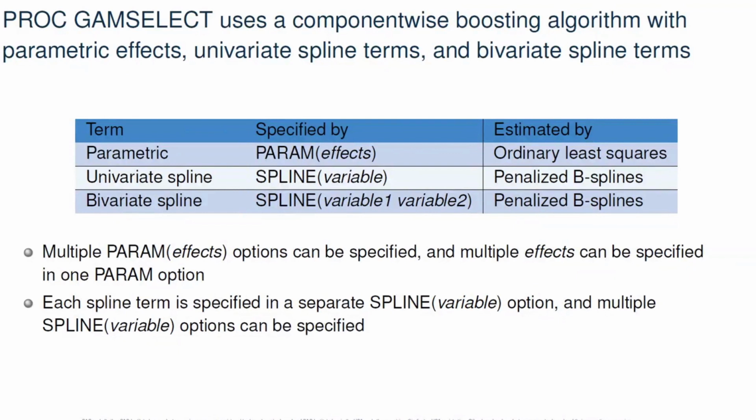Parametric effects, specified by using the param syntax, are fit at each iteration by using ordinary least squares, and the univariate and bivariate spline terms are specified by using the spline syntax and are estimated by using penalized B-splines. So it's those penalties on the B-splines that allow you to control the smoothness of the model.